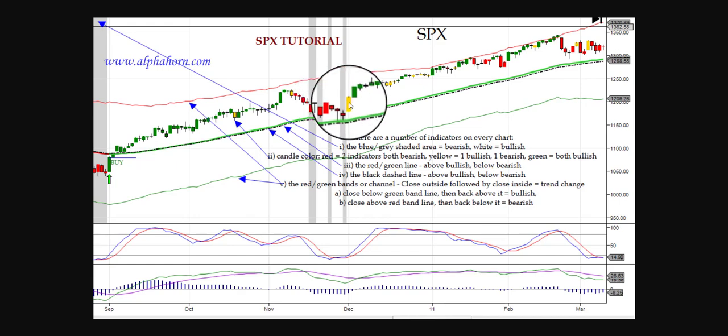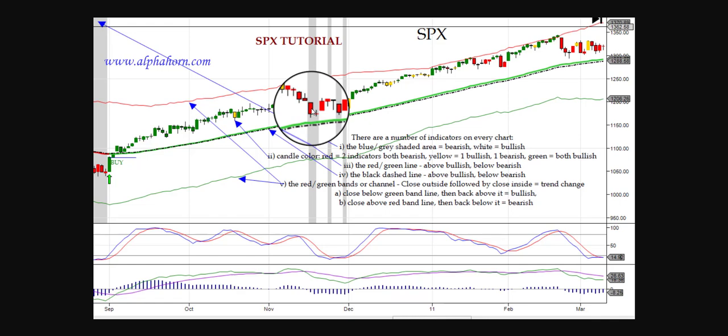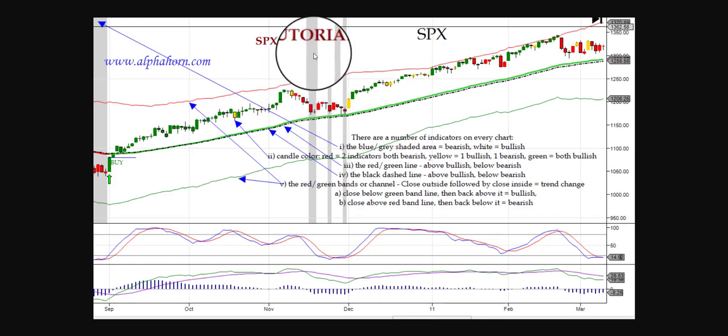If one of the indicators is bullish and the other is bearish, that's typically a transitional candle, letting you know that we're either changing from red to green or from green to red. The candle will be yellow in that instance. When both of the indicators behind that candle are bearish or on the short side, then the candle will show up as red. So the candle colors are two indicators. A third indicator on this chart is the color of the background.